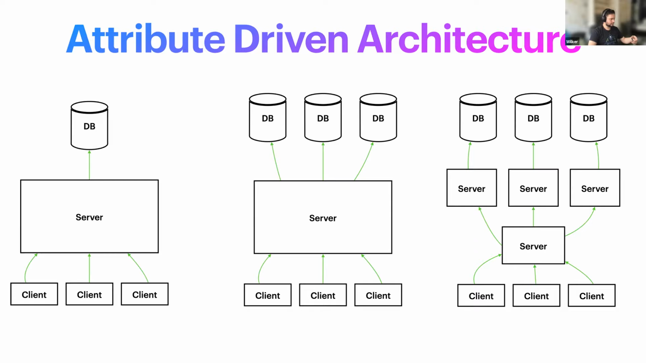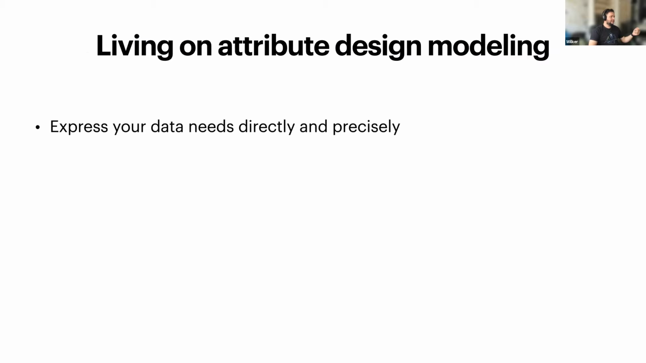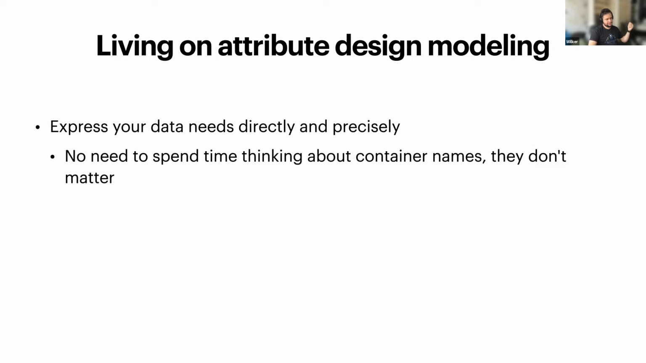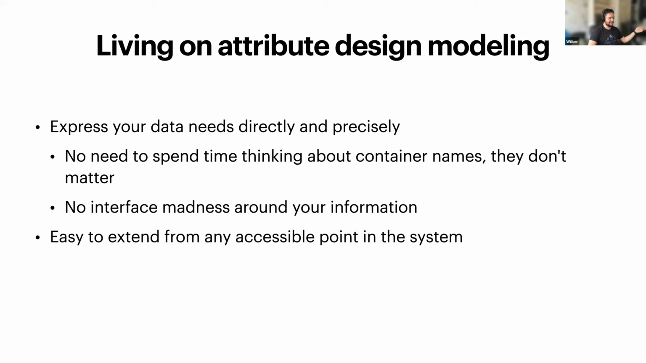So, just some notes on attribute design: I've been doing this for about 3 years and something now. These are some takeaways I take from using it. By doing that, you can express your data needs directly and precisely. So you don't need to spend time thinking about container type names or how to rearrange your types in the best way that will fit all the cases of your system. You don't have to do any interface madness to reuse stuff. You can easily extend this at any point. And if the code works, you can support distributed computing very easily, and for that you can use Pathom to connect attributes.